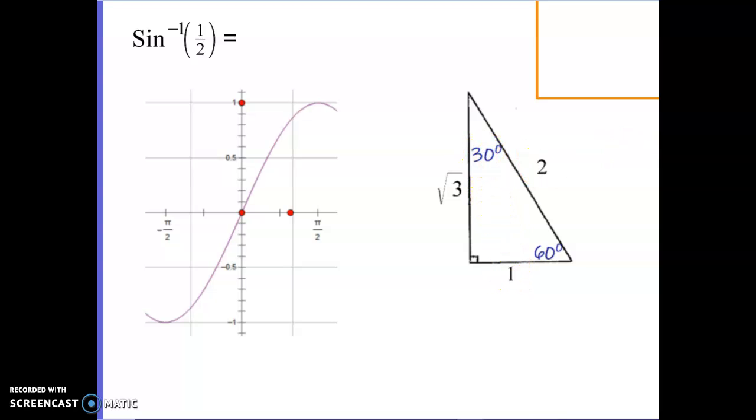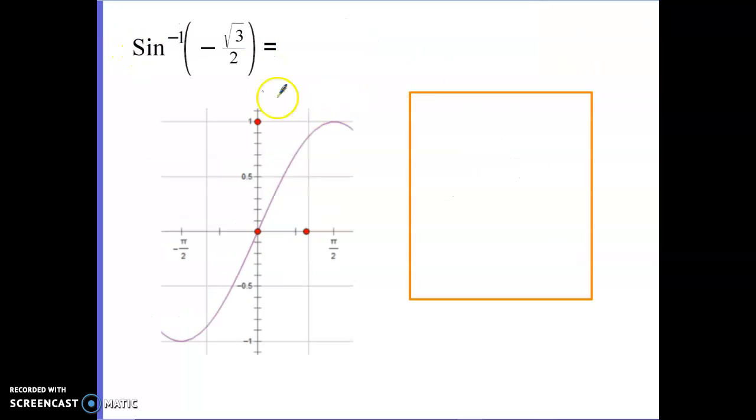It's 30. So my answer to this, if I were answering in degrees, would be 30 degrees, and I would just write that one angle because in my restricted domain, I just have one answer. Or if I were answering this in radians, I would multiply that by pi over 180, and I would get pi over 6. So either 30 degrees or pi over 6 is the correct answer to this question. There's no reason to give a second angle like we did before because now I have the principal values. I have that capital S. Okay, let's do a negative one.